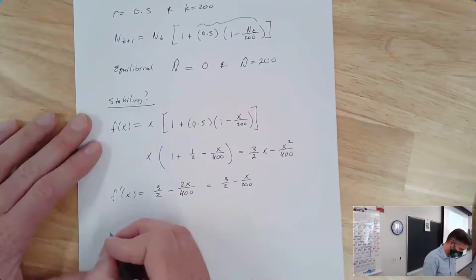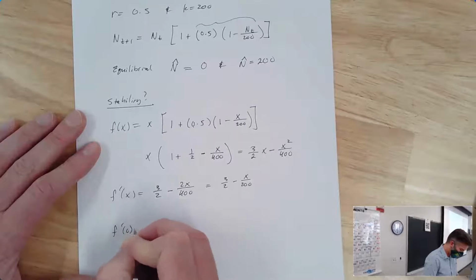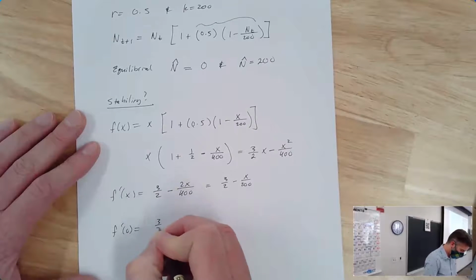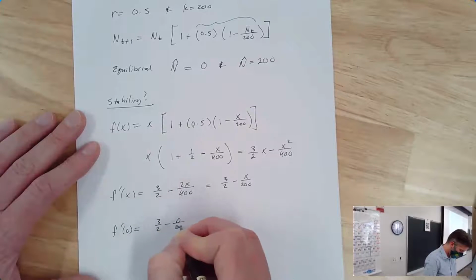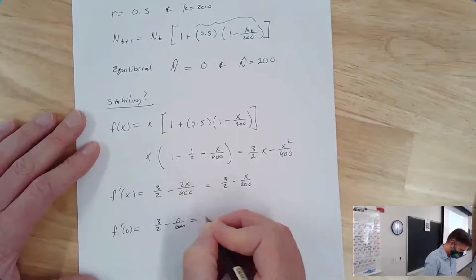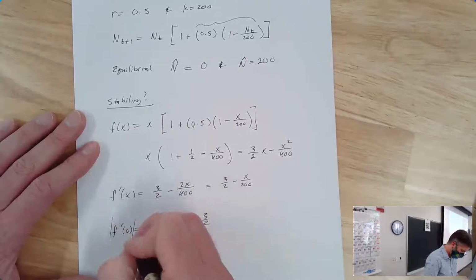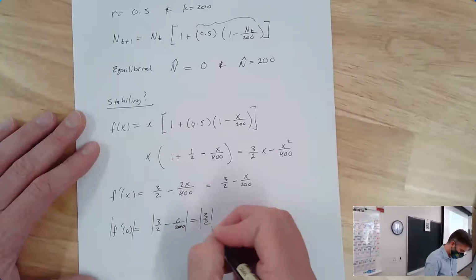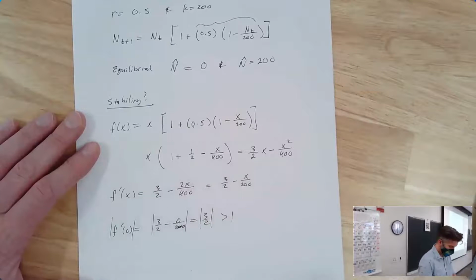If you plug in 0, you're going to get 3/2 minus 0, which is 3/2. And that is definitely bigger than 1. So it's unstable.